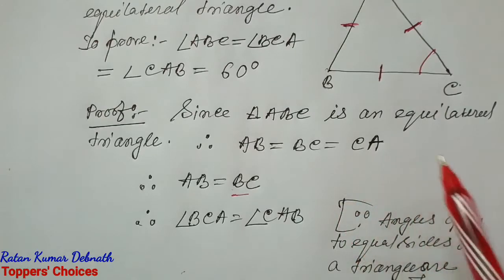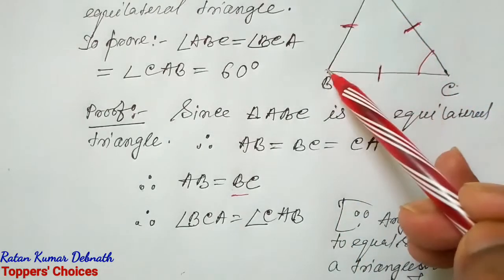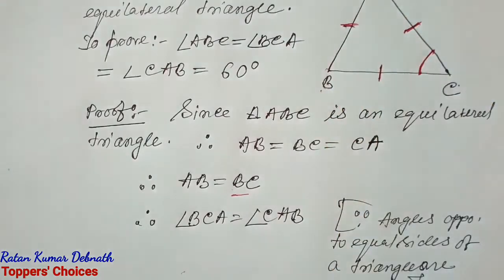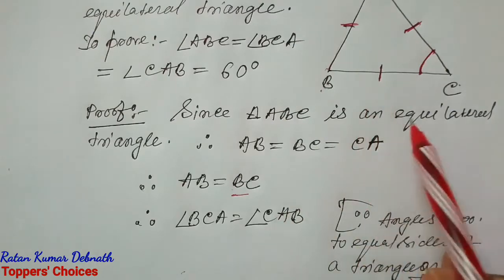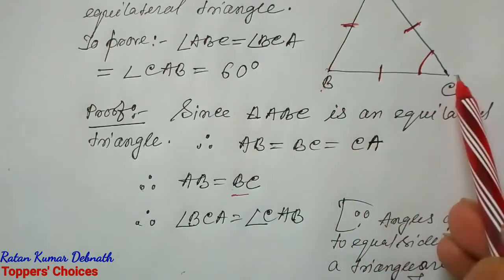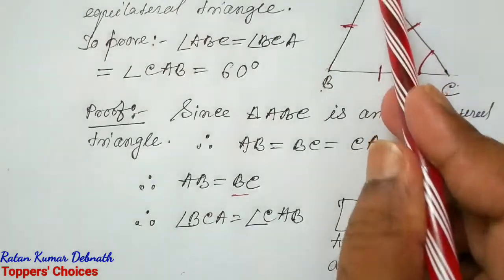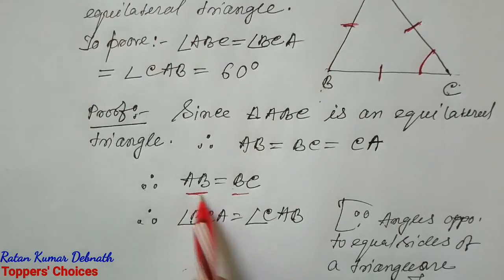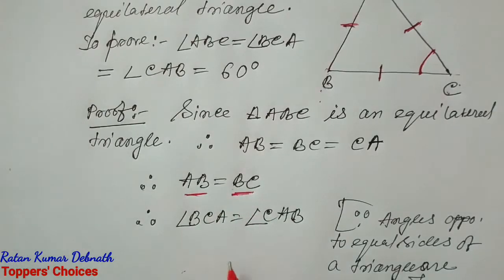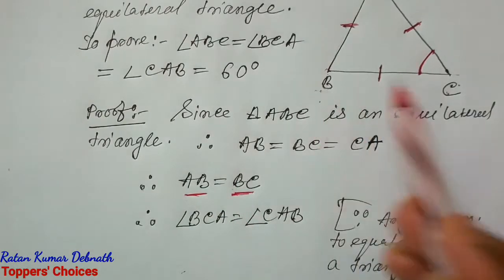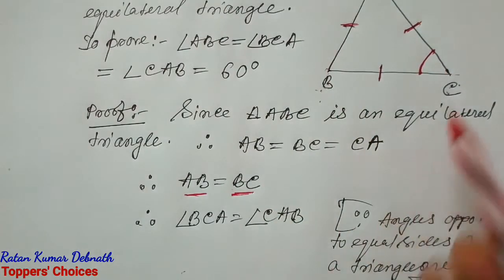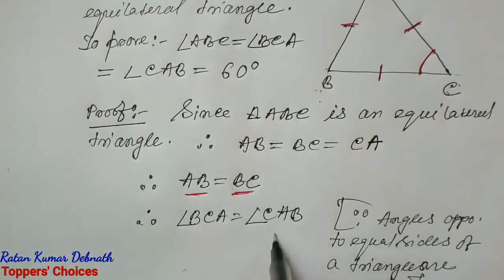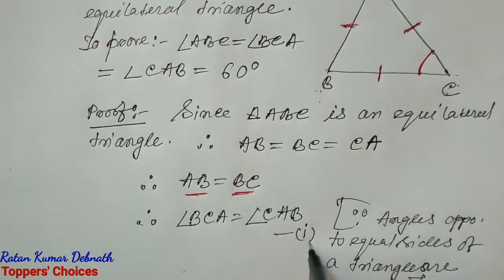Look, opposite angle of side AB is angle BCA, and opposite angle of the side BC is CAB. So if AB equals to AC, then we can say angle BCA equals to angle CAB. I mark it as 1.